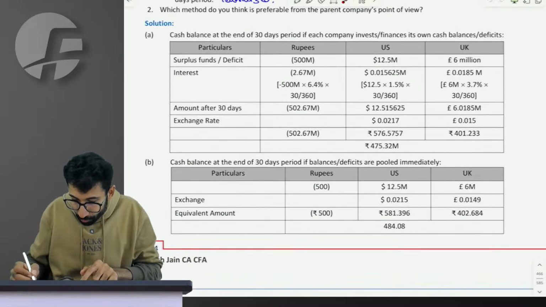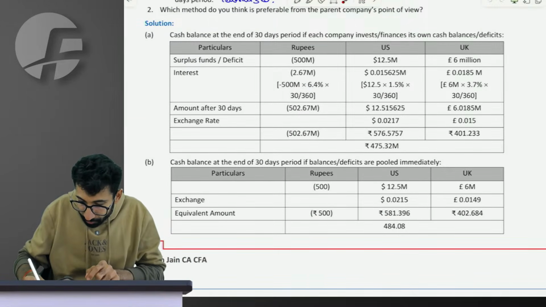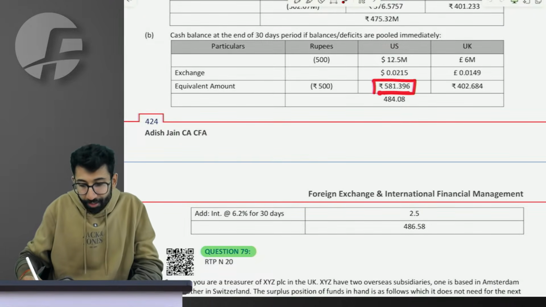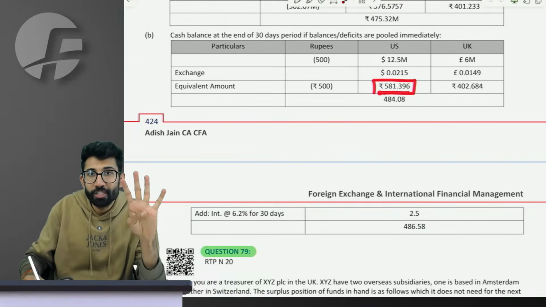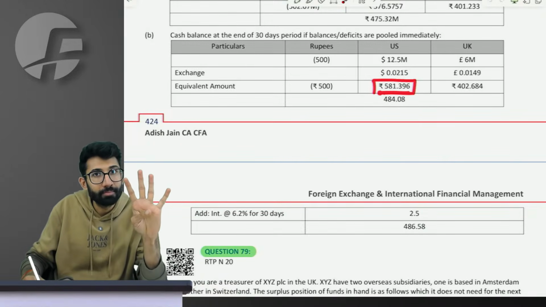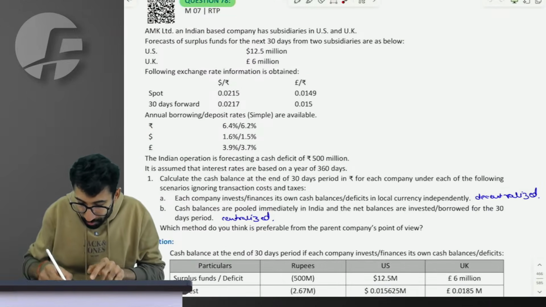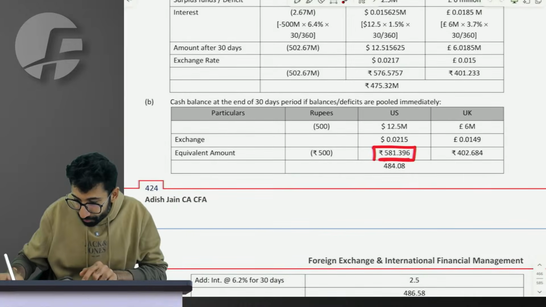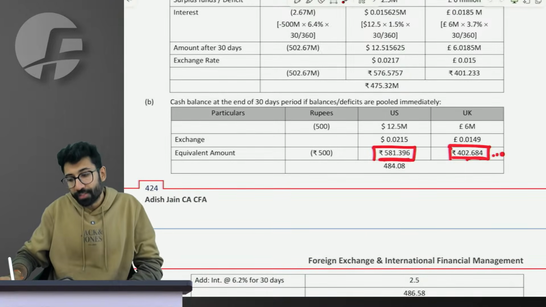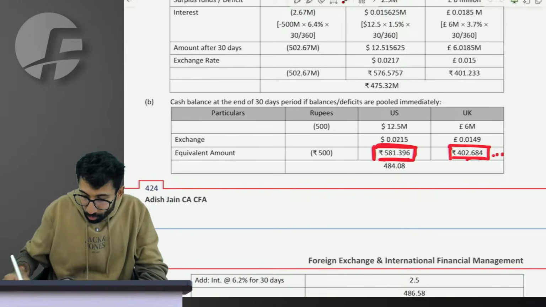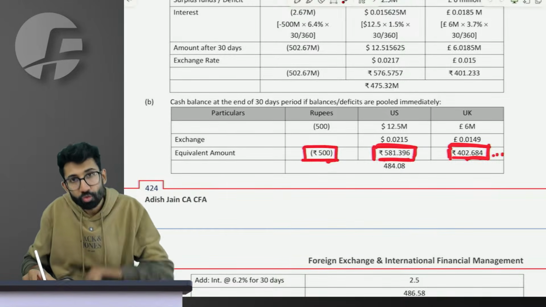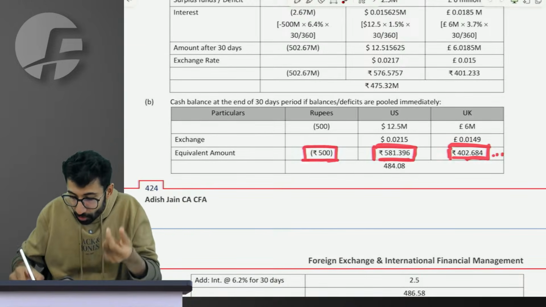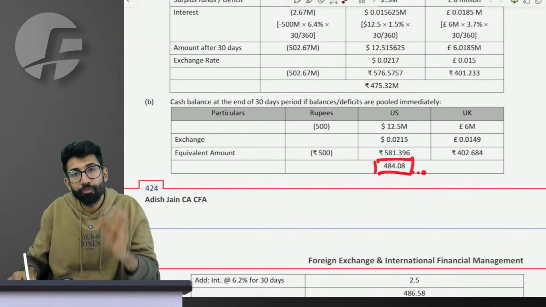12.5 divided by 0.0215 gives me rupee 581.396 million. You can also take 4 digits after the decimal point because it's in million. Similarly, when you sell 6 million using this rate, dividing by 0.0149 gives me 402.684 rupee available. These two amounts are available. This one is a deficit, so that goes out of my pocket because that gets invested in the business. So the net amount available with me is 484.08.